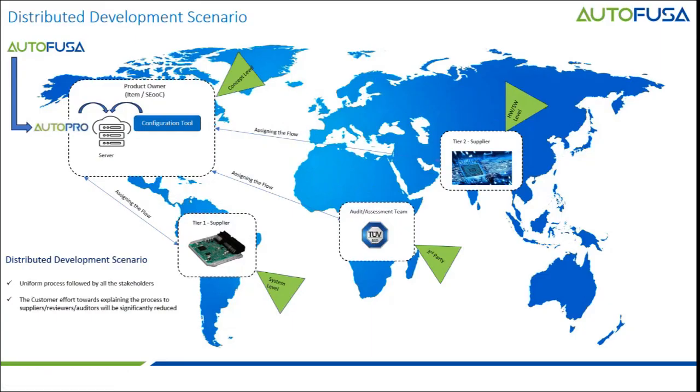Basically, automotive development happens in a distributed development scenario where we have a product owner. They may be an item developer or maybe the chief developer. Let's assume that AutoFusa provides the tool AutoPro, which is installed on their server, and they can provide access privileges to their Tier 1 supplier or Tier 2 supplier, or even an external consultant or auditor team, and so on. So here, the complete access privilege and control is with the product owner.